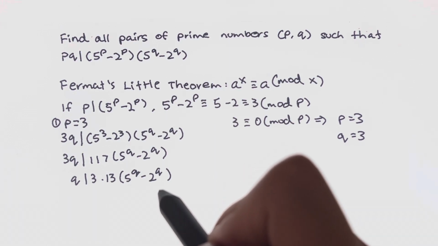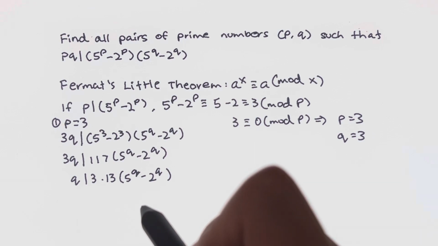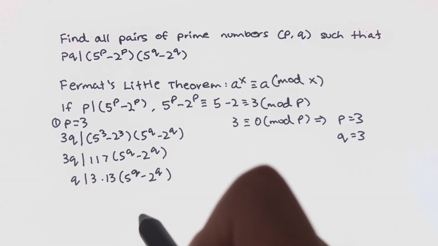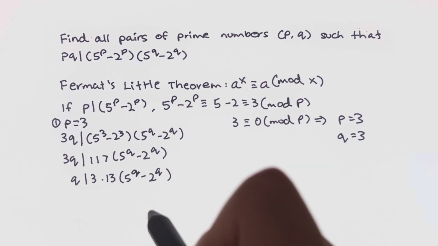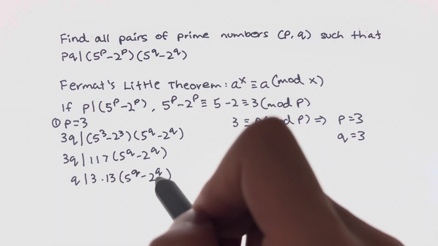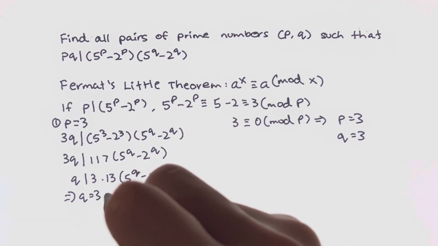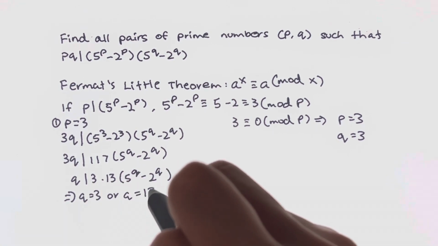And then this implies two possibilities for q. Either q is a factor of 5 to the power of q minus 2 to the power of q, which from step 1 means that q equals 3, or q is a factor of 3 times 13. Since q is prime, q equals 3 or q equals 13. q equals 3 is already covered. So we have q equals 3 or q equals 13.